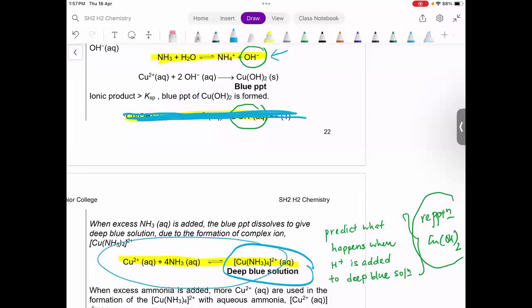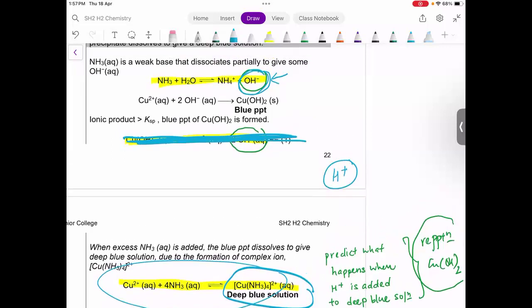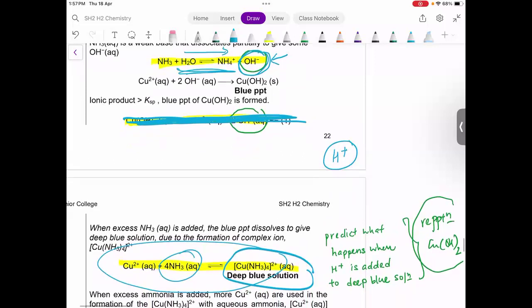Okay, so when I have H plus added, it will remove this OH minus. When H plus removes the OH minus here, what does it do to your POE, to this one? Yeah, it will shift forward. When it shifts forward, what will happen to this? It will decrease, and when it decreases, it will favor this part, right? When it favors this part, it will cause the ionic product of copper hydroxide to once again exceed Ksp. That's why you see reprecipitation of copper hydroxide.